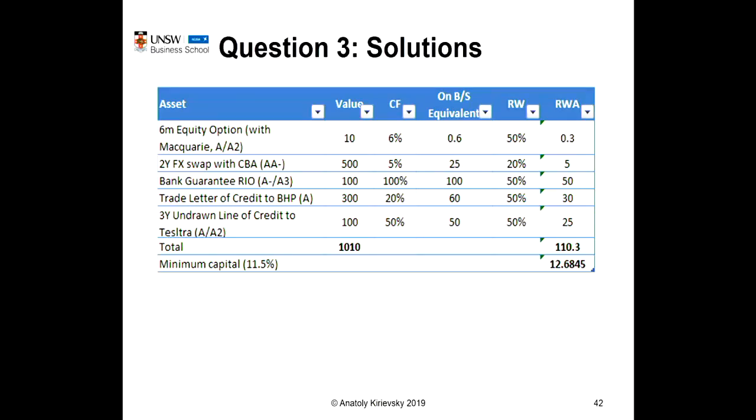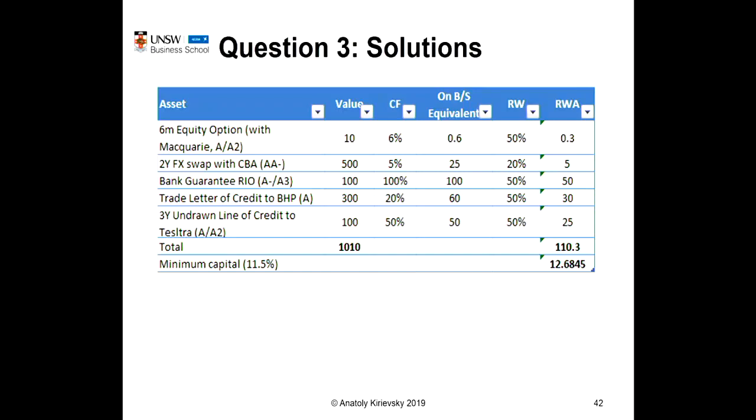Bank guarantee for Rio. Rio is a corporate, it's rated single A, A minus. So A minus means that it's a credit rating 2, and the conversion and the risk weight is 50%. BHP, same thing. Telstra, same thing. So ultimately, these last 3, Rio, BHP, and Telstra, they're all corporates. And they're all rated in a credit rating 2, so their risk weights have to be the same.